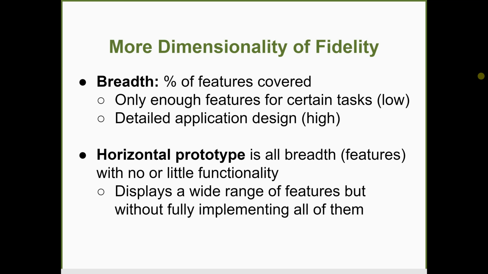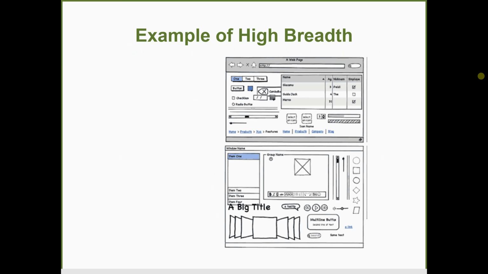Closely linked to the idea of breadth is a horizontal prototype. When you end up creating a prototype that is all breadth, meaning it only demonstrates the features but has no functionality, then it's called a horizontal prototype. This is an example of a horizontal prototype, which is of high breadth. There are two different interfaces here. Each interface has a lot of functionality on it. Now all these functions might not be implemented. For example, if you click the button, it's possible that nothing is happening. So this is an example where the feature is implemented, but the functionality is missing.